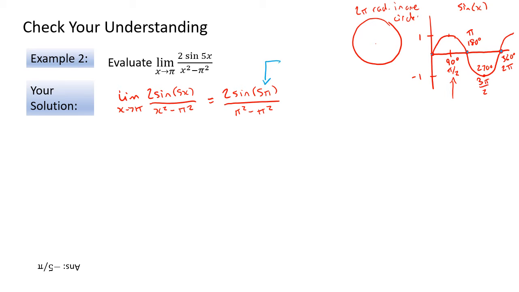So sine of just pi is 0. But because it's cyclical and repeats, the sine of 5 pi would also be 0. So what that means is we have 2 times 0 divided by pi squared minus pi squared, which is 0. So we're left with 0 divided by 0. Again, what that means is it's an indeterminate. We have either 0 divided by 0 or infinity divided by infinity. So we can try using L'Hopital's rule.